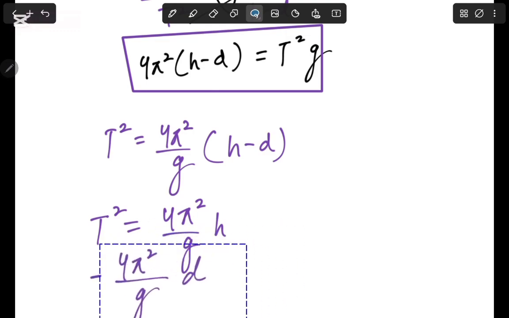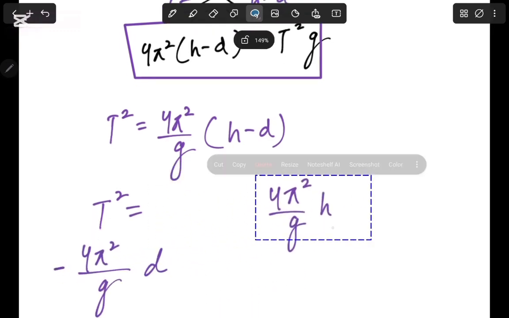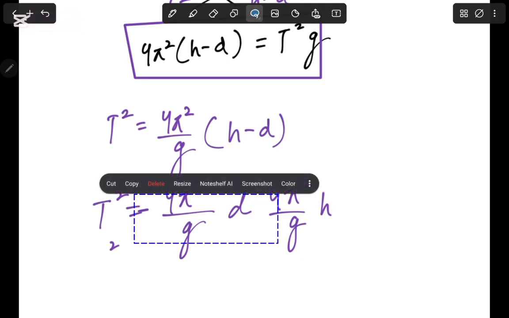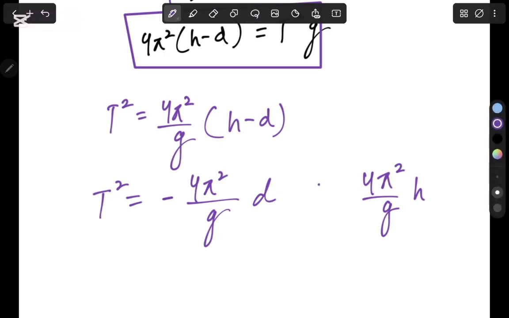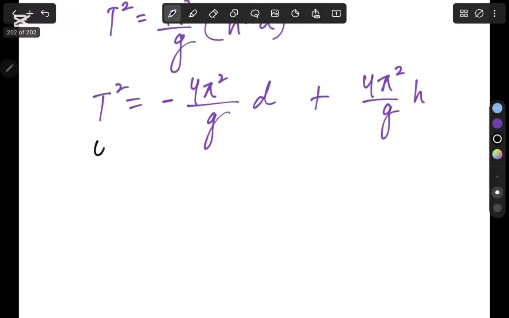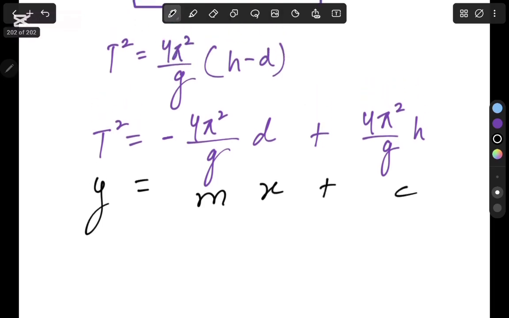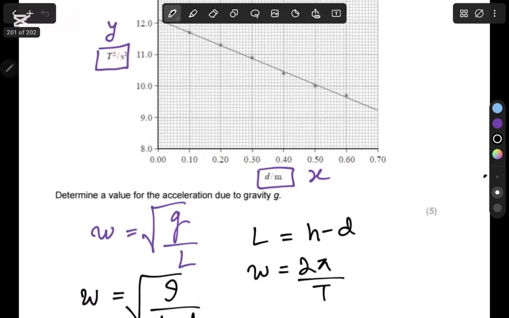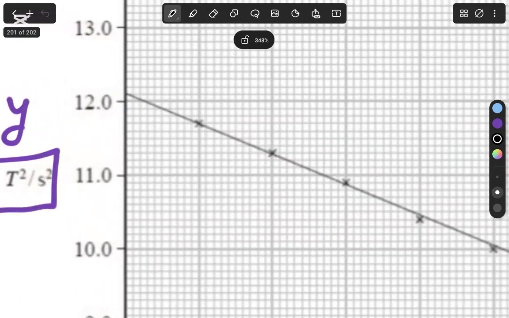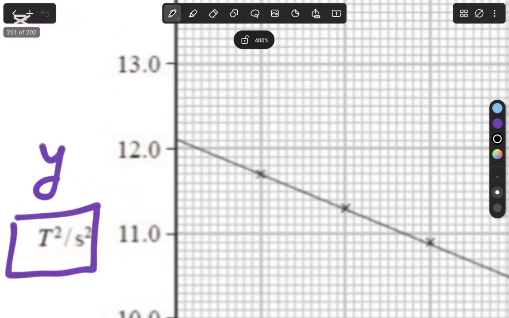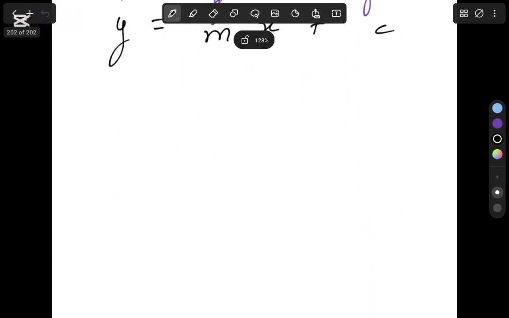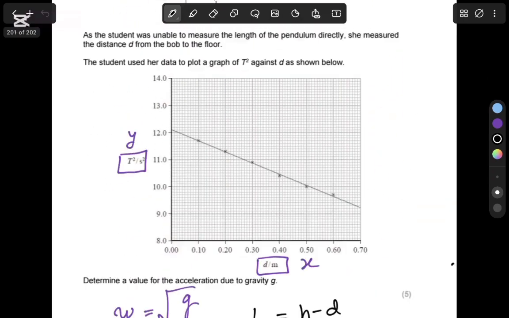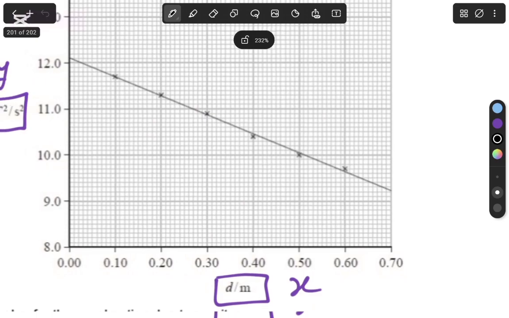Now let's move it around. Let's move this here, and this here, plus. Okay. So now we get y is equal to mx plus c. So we can find the gradient. Instead of finding the gradient, we can actually use the y-intercept as well, right? But I don't think we can use the y-intercept, we don't have the value of h. We will have to use the gradient then. Okay, let's use the gradient.